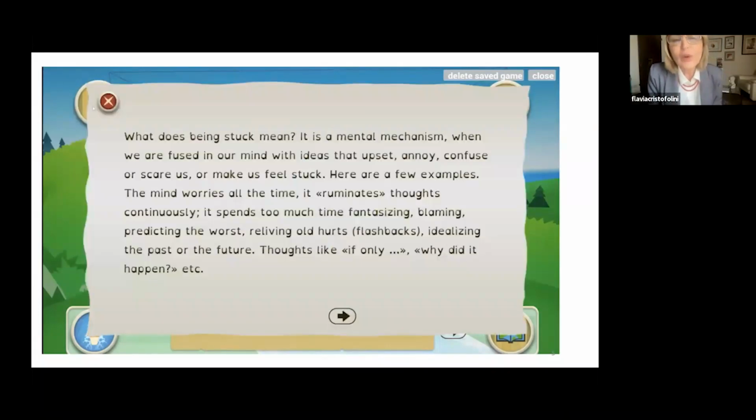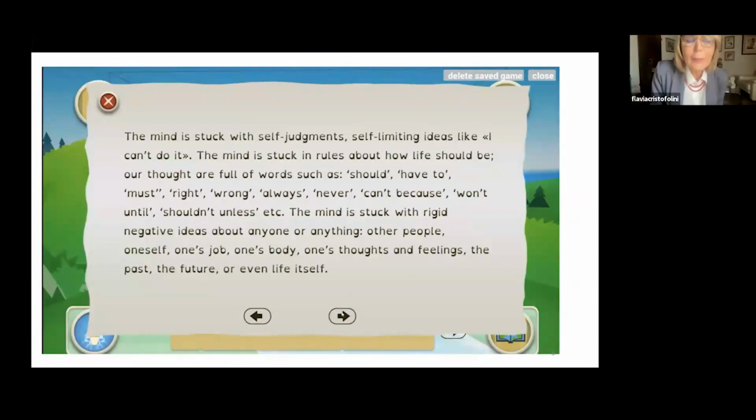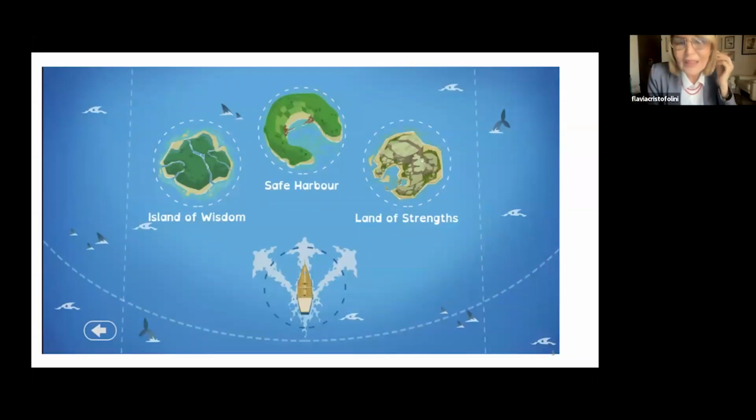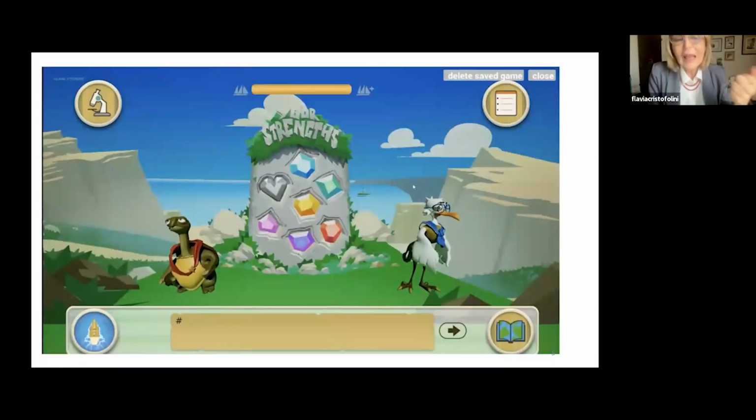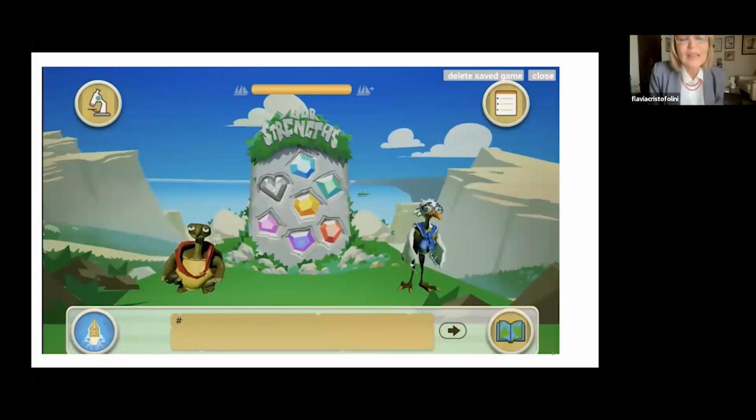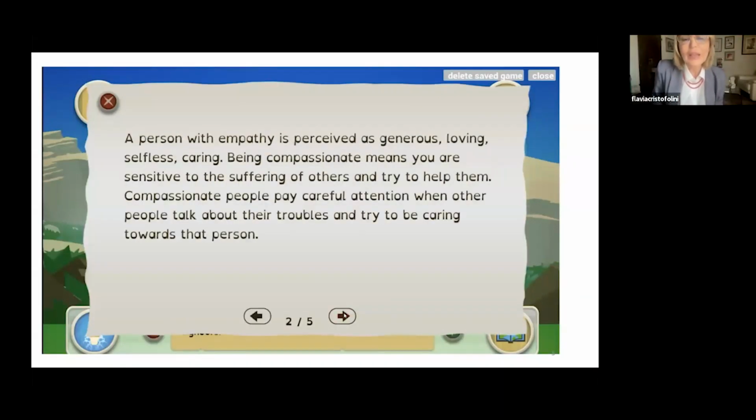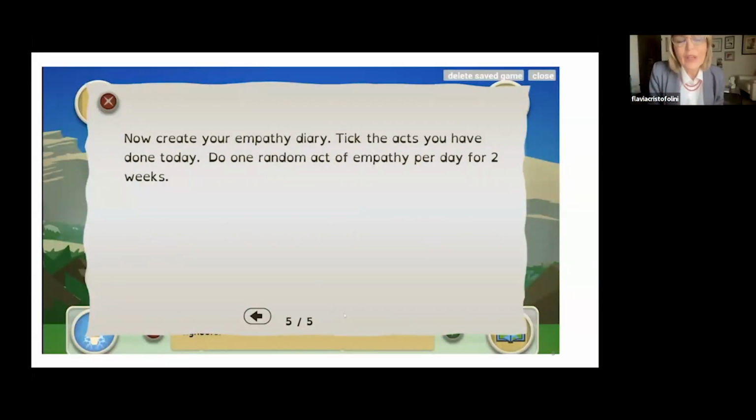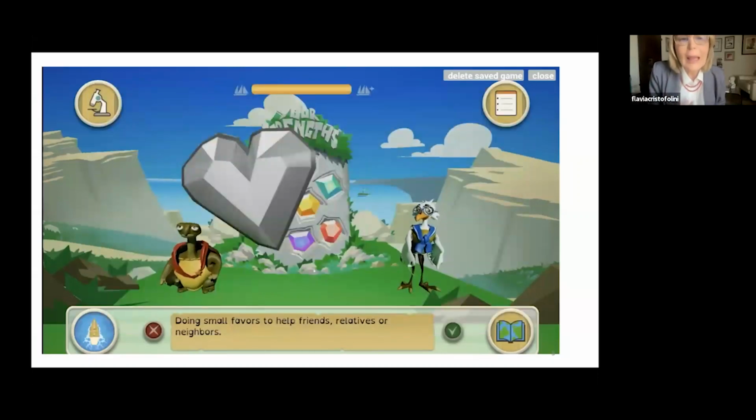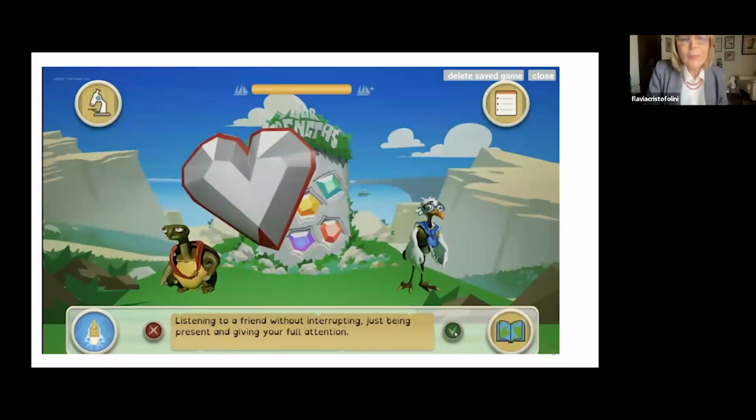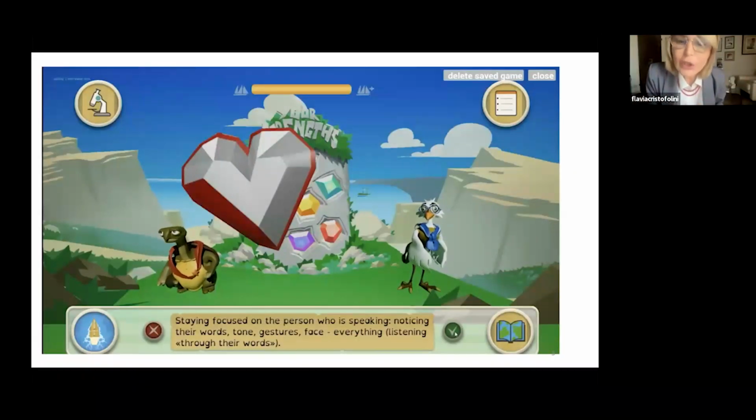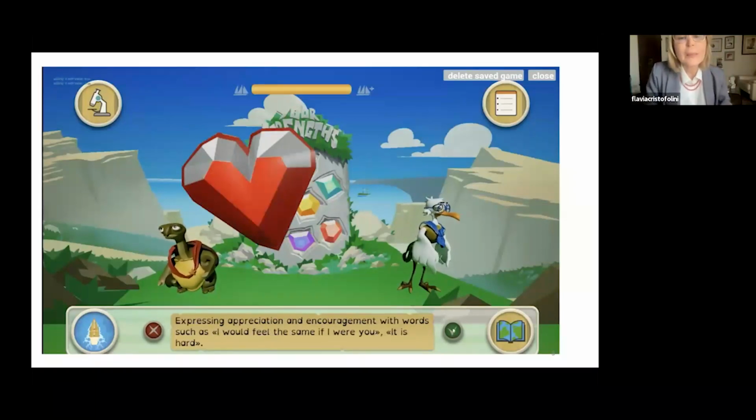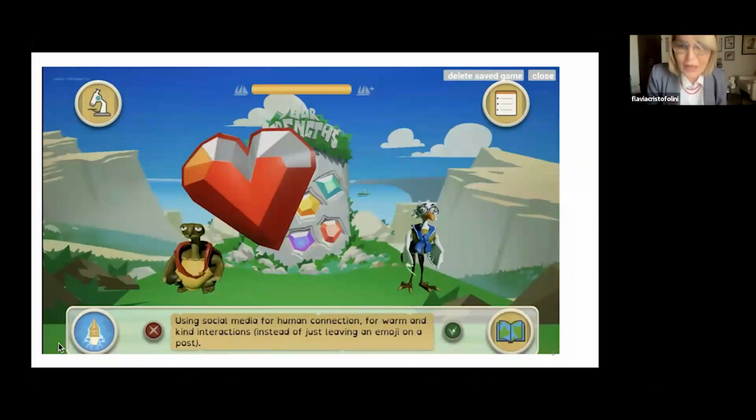And the metaphor is the one of the leaves on the streams, which is a famous metaphor adopted by acceptance and commitment therapy. And other activities. And here, this is the island of positive psychology, the island of strengths. Here, the user can choose one of the gems to do some activities. For example, here we are going to show the empathy training, and the gem becomes a heart, and the young person can choose which activity he has been doing that week to be more empathetic, more compassionate towards people.